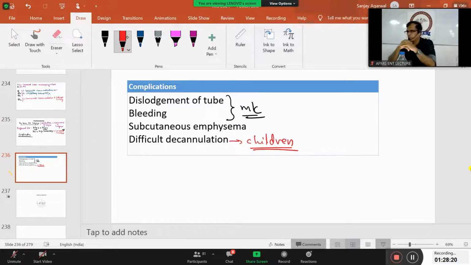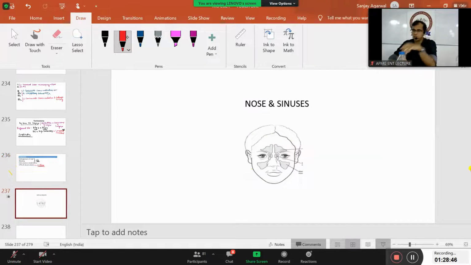Tracheostomy, few points only, not too much, so easy to remember. And this completes throat. Unless of course you have any question or doubt on the throat. Otherwise, we are going to start with nose and sinuses. The last one.